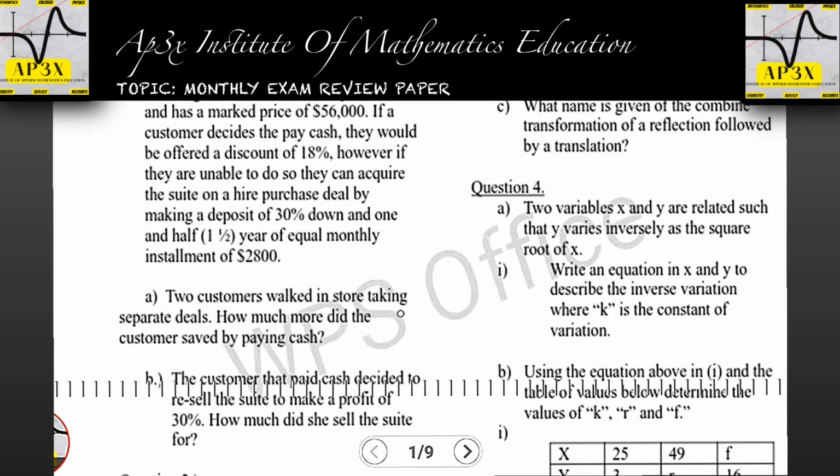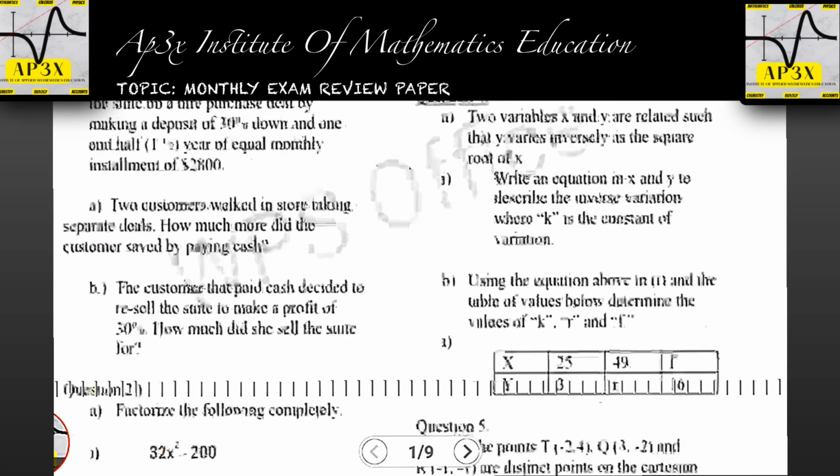That's a very ambiguous question, because I find that many of my students were asking me about the interpretation of this question. It was written in such a way that it could ask how much the customer that paid cash saved, but in fact what I was trying to get the students to calculate was how much more the customer that paid cash paid than if they had taken out the higher purchase deal. So that's what we needed to calculate.